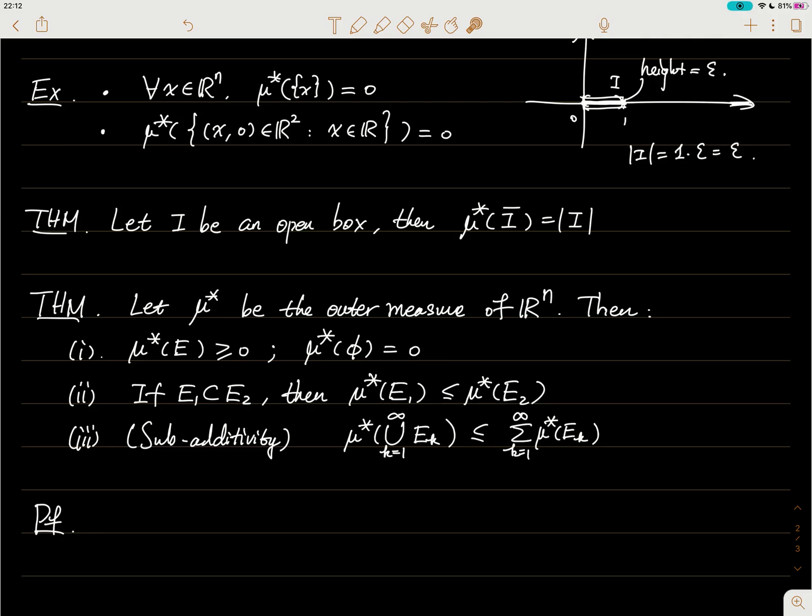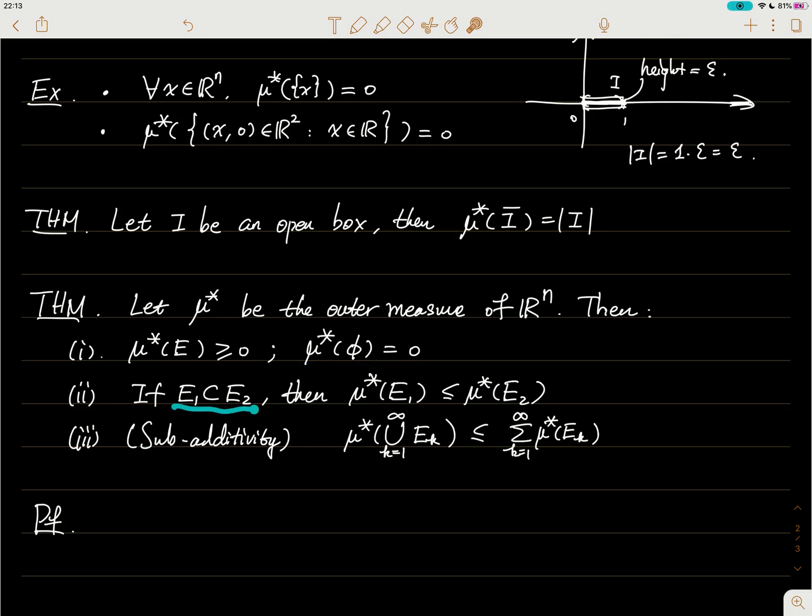That is also easy because no matter how small an open box cover is, it will cover the empty set anyway. And you can make this open box cover arbitrarily small, and it will give you the infimum equal to 0, which is the outer measure of the empty set. So this is trivial to show.